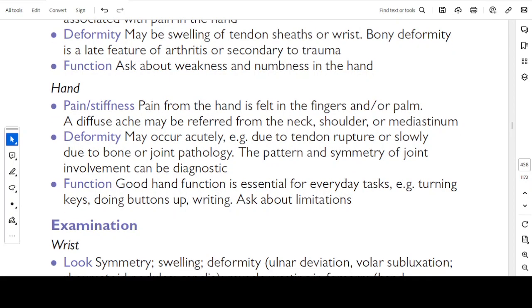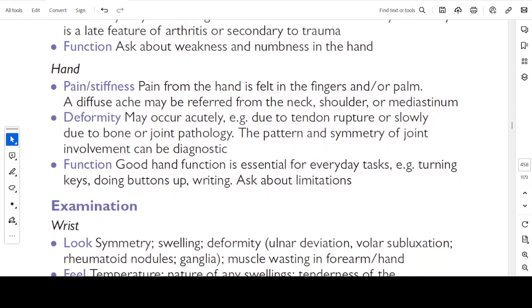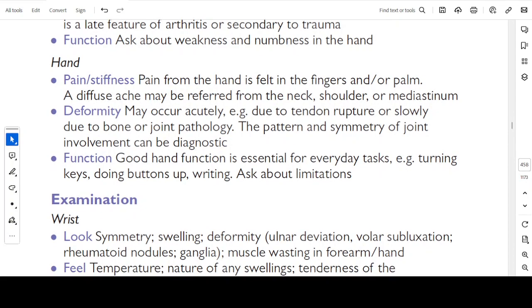Hand. Pain or stiffness. Pain from the hand is felt in the fingers or palm. A diffuse ache may be referred from the neck, shoulder, or mediastinum. Deformity may occur acutely, for example due to tendon rupture, or slowly due to bone or joint pathology. The pattern of asymmetry of the joint involvement can be diagnostic.